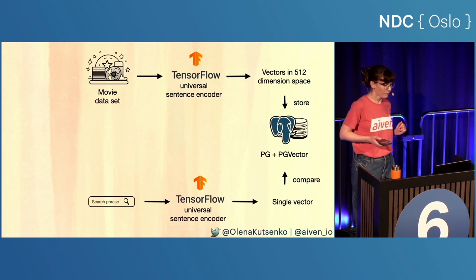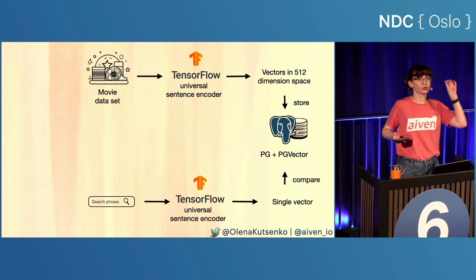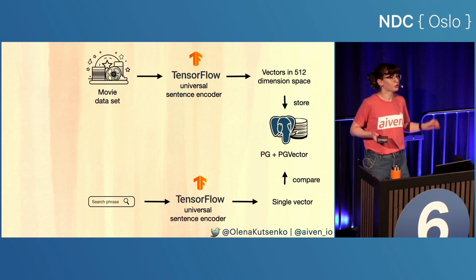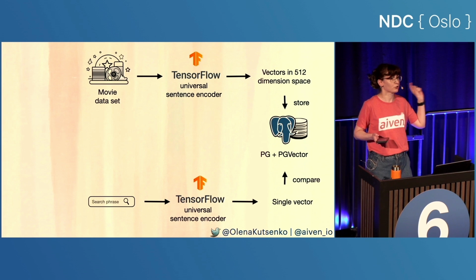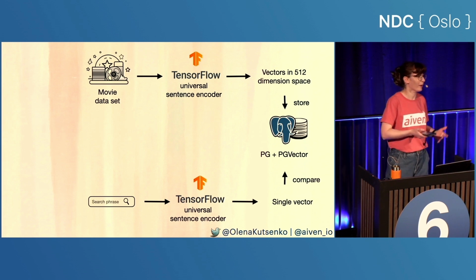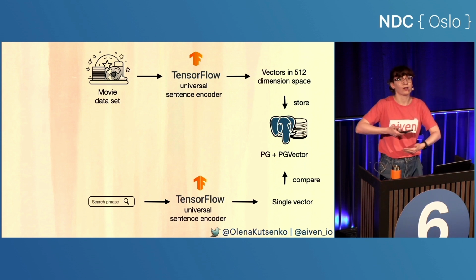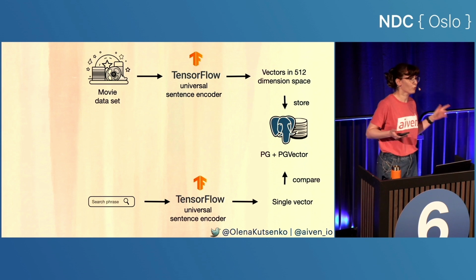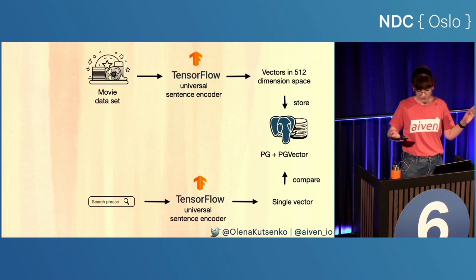And what is important, it's kind of logical but very important, is that we use the same model. The same TensorFlow model which converted our movies into vectors, we use the same model to convert the search phrase into a vector, because we want to compare apples to apples. Different models will have different ways of identifying the characteristics. Even if you have two models and they both have the same number of dimensions, this doesn't mean that they are comparable.